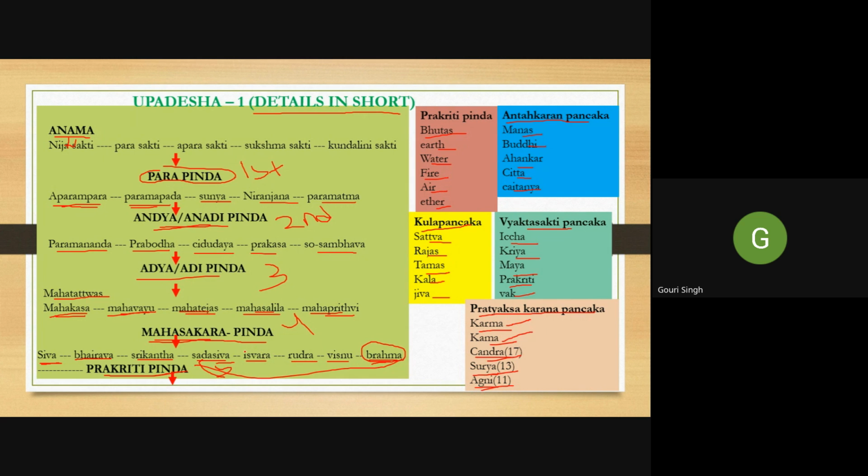Only in Mahasakara Pinda, you get 8 Ishtadevatas: 3, 4, 5, 6, 7, 8. So 8 here is the number from the Mahasakara Pinda, and in Pratyaksha Karana Panchak you get this 17, 13, and 11. But the others all have five qualities, you have to remember. Okay, so these are things we already completed in the previous class.